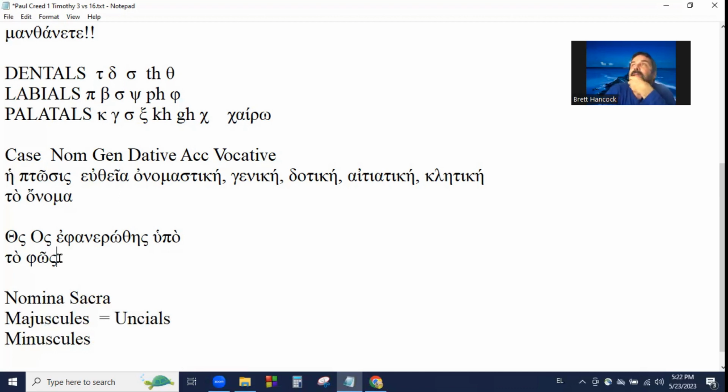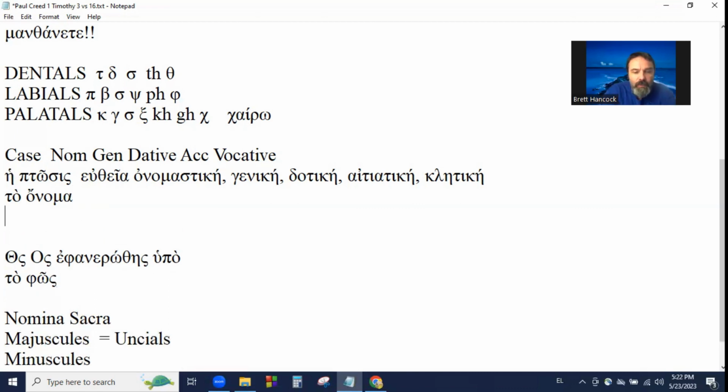Sorry, I was talking about ptosis. Actually, let me retract that. I combined that with ptosis, which is case. Oudeteron is the gender. So to genos. One translation of genos, to genos, is gender.